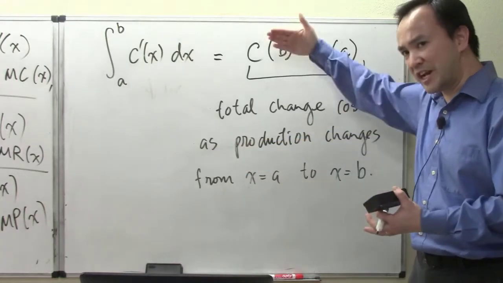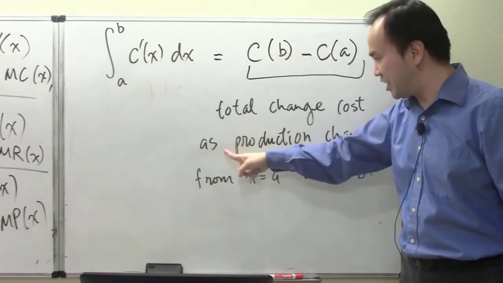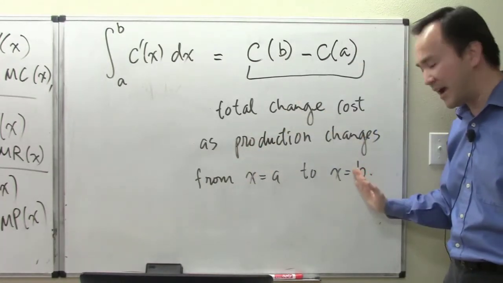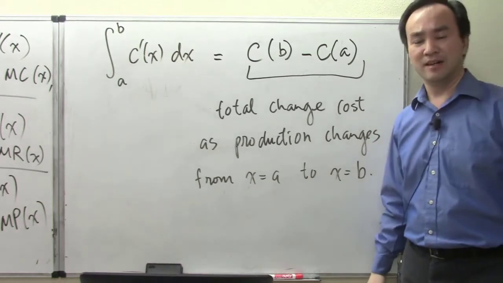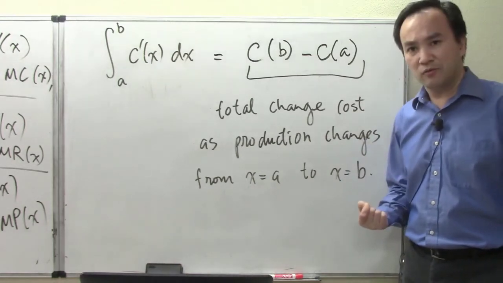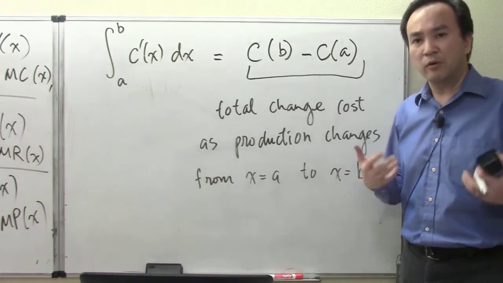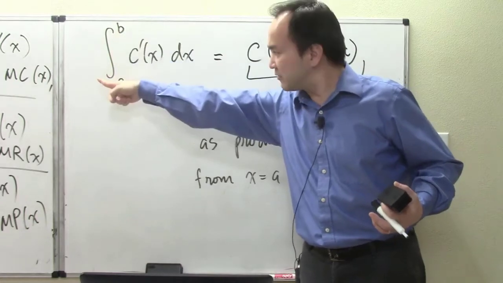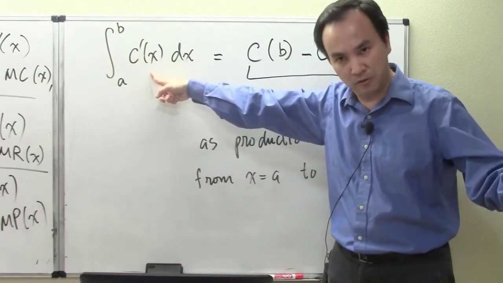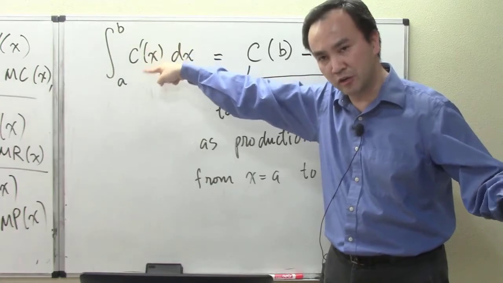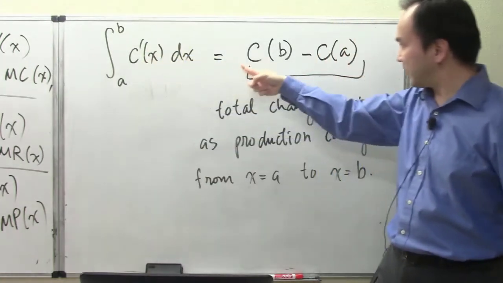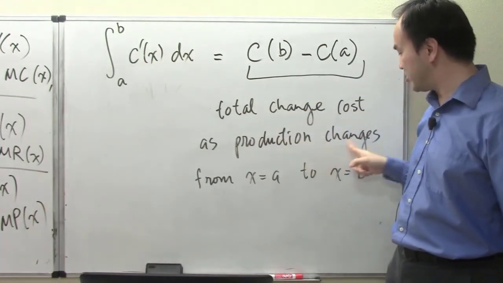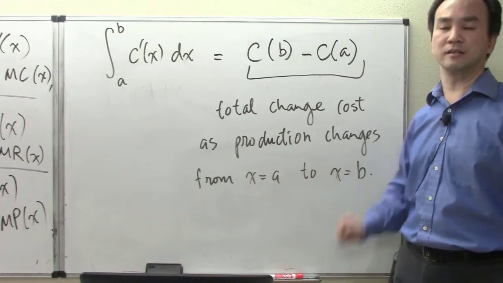But it's not a ratio here. It's just the total change as we change production from x equals a units to a different value, x equals b units. And so all of a sudden we came to a realization that simply taking a definite integral on top of our marginal, in this case the marginal cost, we specifically arrive at the total change in cost as our production changes from a units to b units.